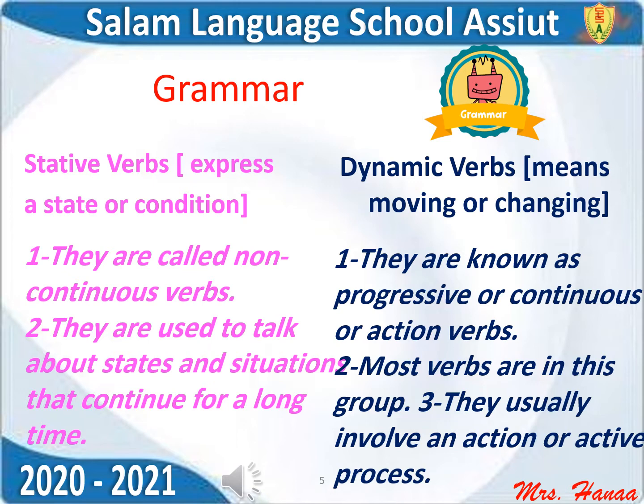Dynamic verbs means moving or changing. So it's very simple. When a sentence or the verb expresses an action, simply it's a dynamic verb because it expresses an action, something I do or something changes. They are known as progressive or continuous or action verbs simply because they express an action. They come in progressive or continuous form as well as simple forms. Most verbs are in this category or in this group. They usually involve an action or active process.